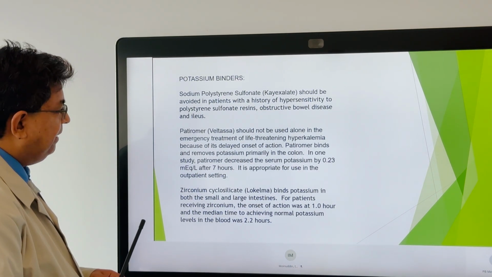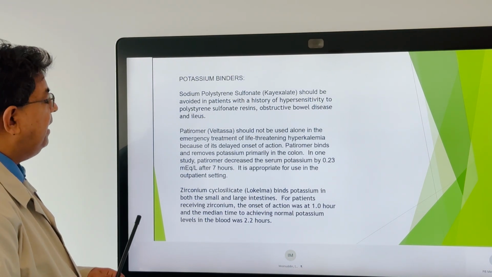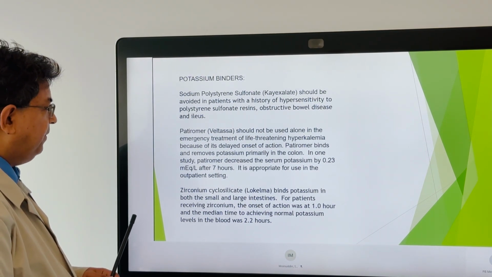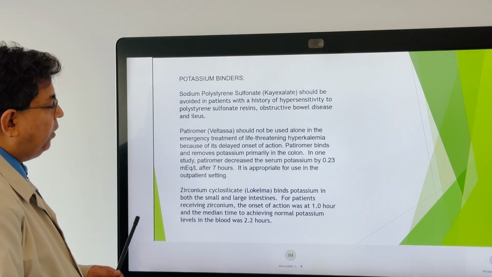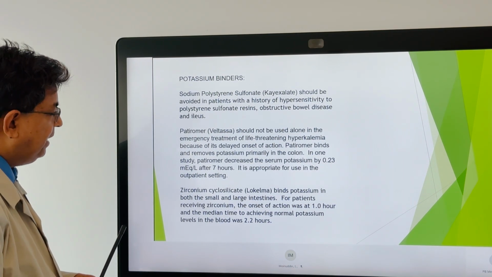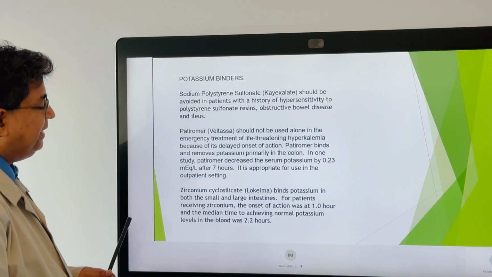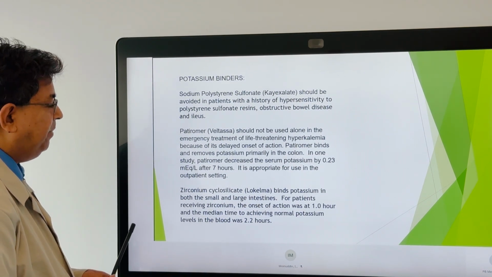Kayexalate use is limited due to its inability to be used in settings of obstructive bowel disease and ileus. Although Kayexalate can be given via the rectal route, so in patients who are unable to take medications by mouth, rectal Kayexalate can be used.